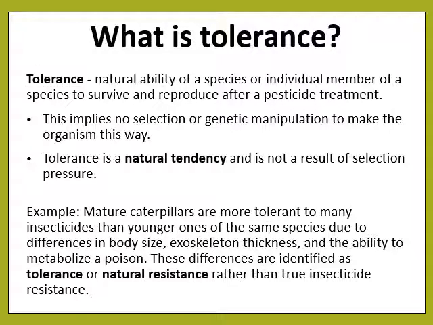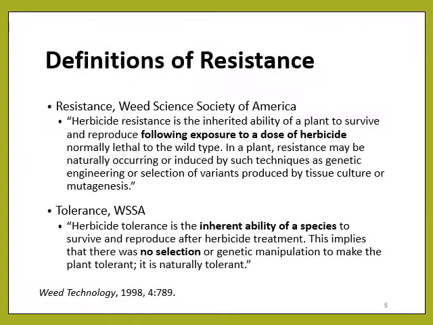So for example, this can be developmental. Mature caterpillars are tolerant to insecticides that would control the same species when it's younger. So this is due to differences in size, thickness of the exoskeleton, metabolic rate. So that's identified as tolerance, rather than when we talk about resistance, it implies there's selection. Individuals with different genotypes are surviving differently.